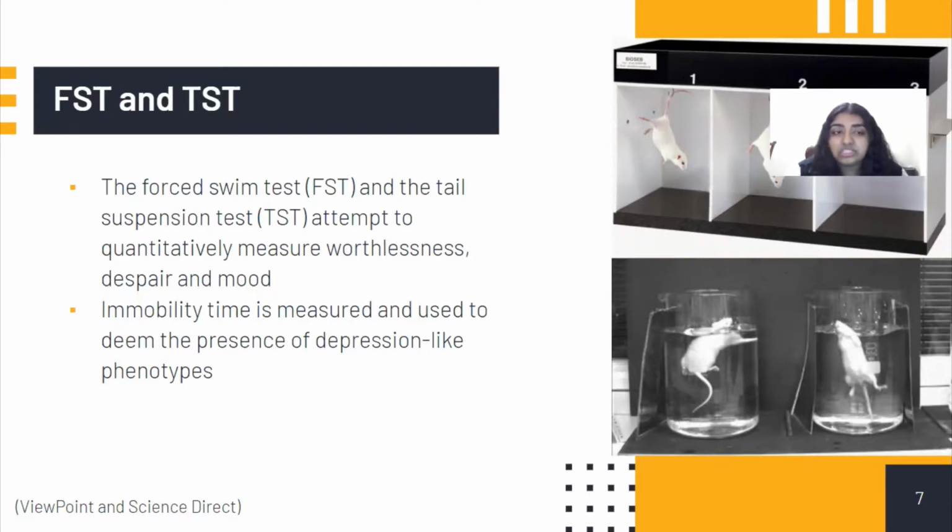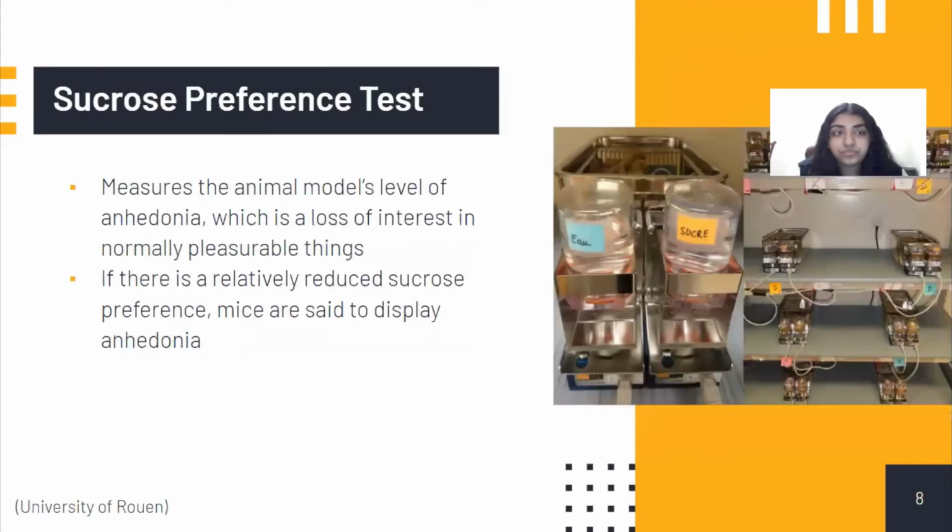Basically, the relationship is that an increased immobility time means that the mouse has given up. It no longer wants to fight. And that lack of fight is correlated to the presence of depression-like phenotypes, especially when compared to normal mice, because that means that there are higher levels of worthlessness, depressed mood, and despair.